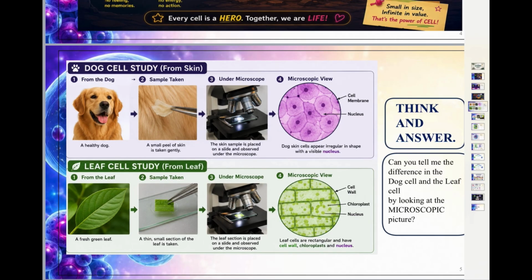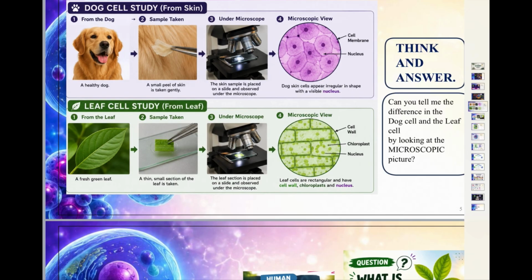So now there is a question for all of you. Can you tell me the difference between the dog cell and the leaf cell by looking at the microscopic picture? Here I have given two microscopic views, right? One view is having the dog cells under the microscope and one view is having the plant cell under the microscope. There are some differences, right? So can you observe that? Pause the video and think. I hope you have thought. So now I will explain what the differences are.